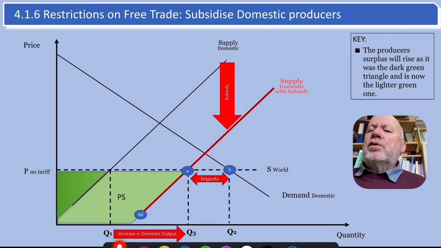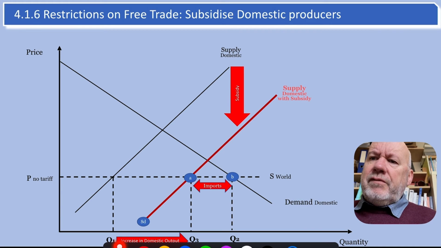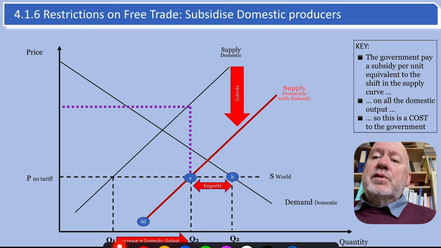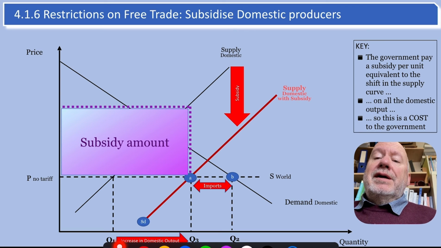Okay, all right. What's the effect on the government? So this is the big drawback of a subsidy. If you remember, the amount per unit of the subsidy is this shift in the supply curve. So the government pay a subsidy per unit of this distance here, equivalent to that shift, on all of that domestic output. And so that's a cost to the government. So this is the output that the firms are producing. This is the amount of the subsidy the government are giving on all of that output, and so the box is the amount of the subsidy that the government have to pay.